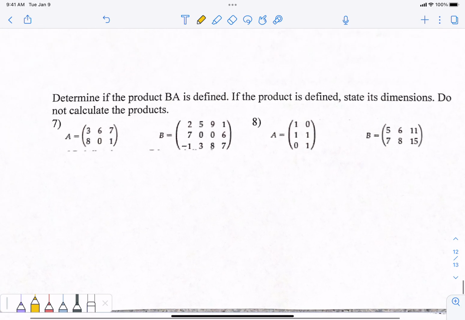because this is saying determine if B times A, not A times B, B times A, is defined. Like, can you multiply them together? You just say, can you multiply them together, yes or no? If you can, tell me if it's a 3 by 3 or a 2 by 3 or a 2 by 2 or whatever it is, right? Do not actually multiply them together. So it's either going to be yes or no, and whatever the size is if it's a yes, right? You do not actually have to multiply them together.